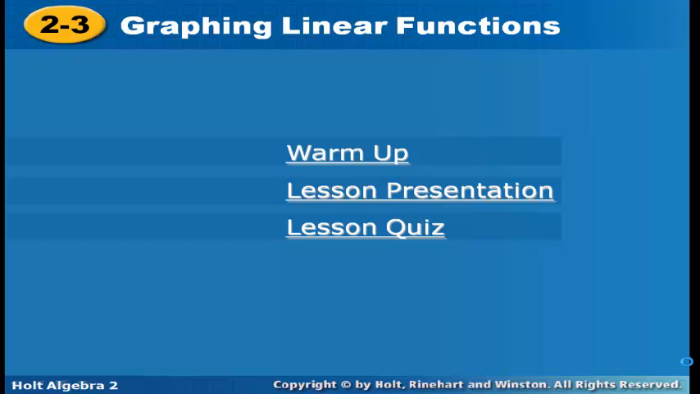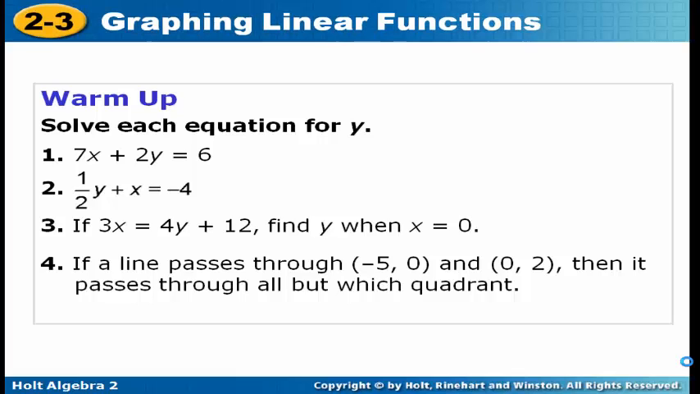Lesson 3, Graphing Linear Functions. Solve each equation for y. 7x plus 2y equals 6. To solve for y, just make y by itself on one side, so move 7x from this side to this side by switching the sign. So 6 minus 7x, and then divide by 2. So y equals negative 7 over 2 x plus 3.